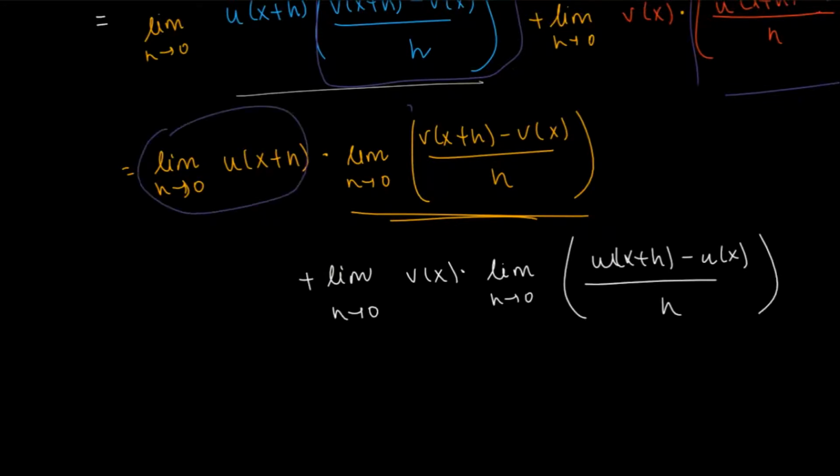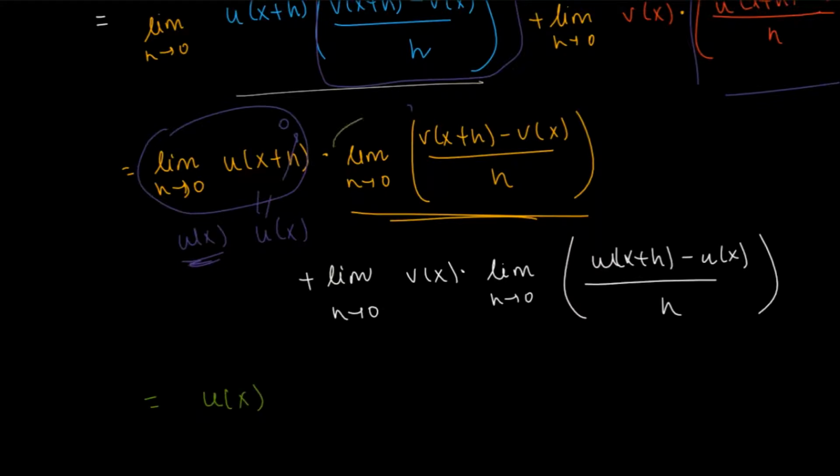This thing right here, u of x plus h, given that u of x is a valid thing at some x equals x naught, this entire thing is just equal to u of x, since you just plug in h equals 0 and this just equals u of x. So that's the first part, u of x.